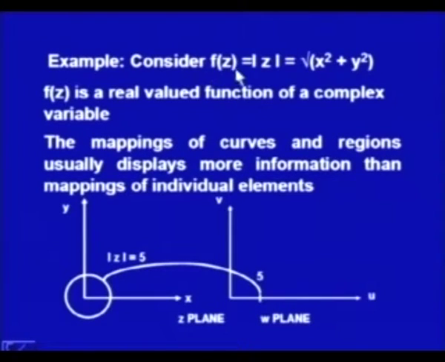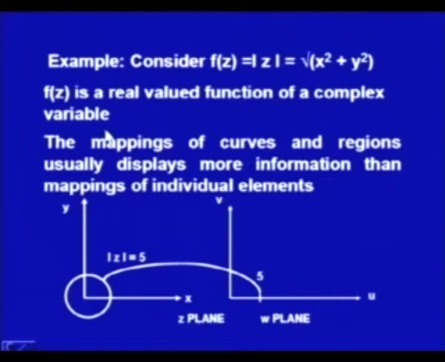This is another example. Here we write the function fz as modulus of z and we write it as under root of x square plus y square, x and y being the real and imaginary part of z. Fz is a real valued function of a complex variable because this function does not have an imaginary part. So, Fz maps to real value, that is why we say this function Fz is a real valued function of a complex variable z.